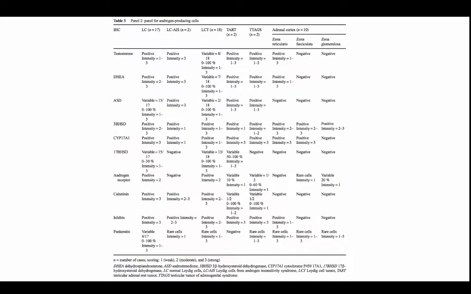Looking at the androgenic hormones, inhibin was positive in Leydig cells, Leydig cell tumors, adrenal-like tumors, and the androgen-producing zona reticularis of the adrenal cortex, as would be expected. Calretinin was positive in Leydig cells and Leydig cell tumors, and negative to variable in testicular adrenal tumors, and negative throughout the adrenal cortex, as I'll talk more about.